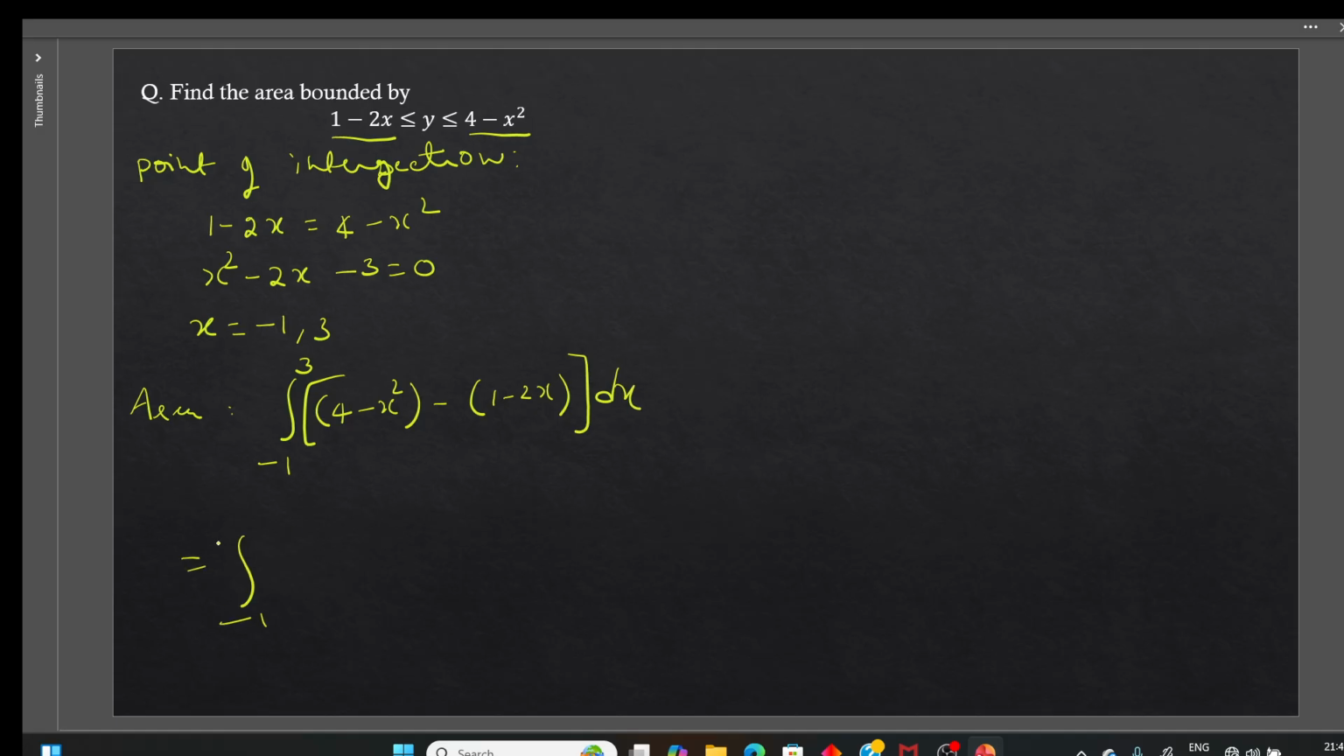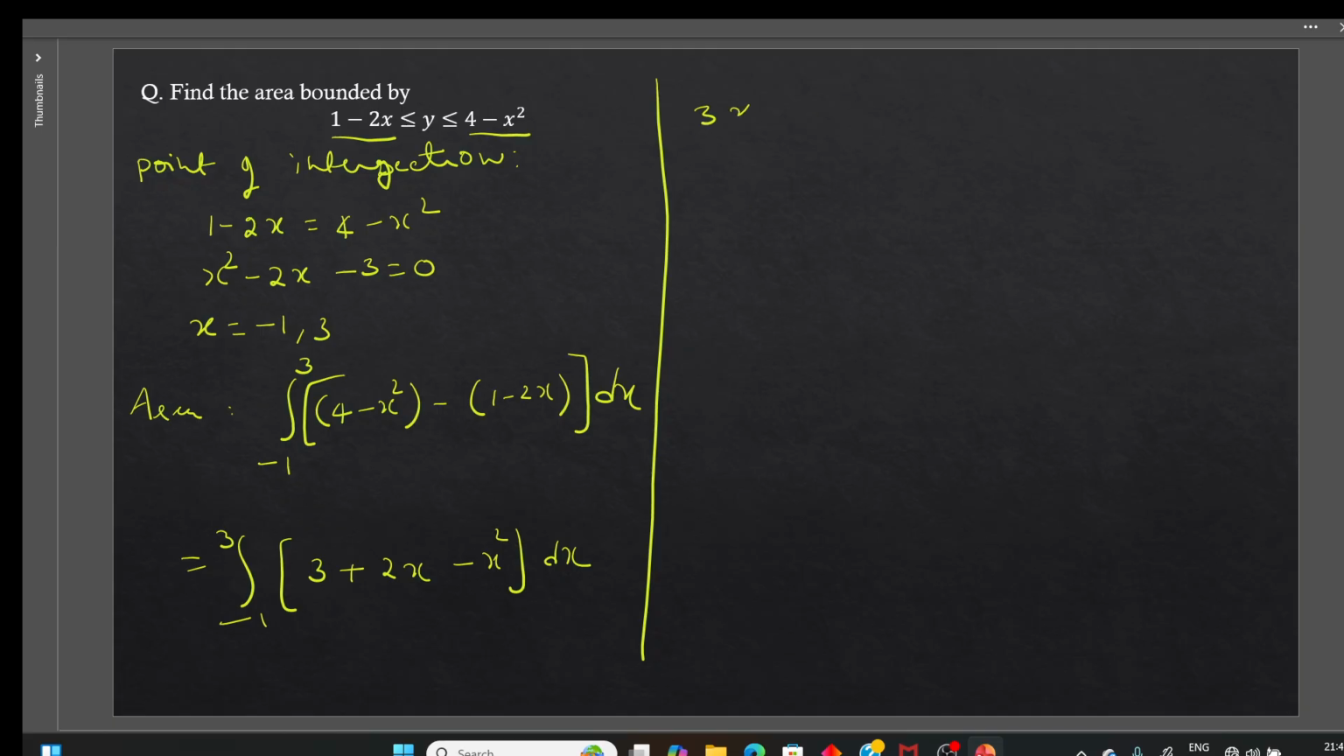Simplify this, we get the integral from minus 1 to 3, and here 4 minus 1 we get 3, and minus into minus is plus 2x, remaining is minus x square dx. Very clear problem, very simple. So the integration of the constant 3 is 3x, integration of 2x is x square, and the integration of x square is x cube by 3. So here the lower limit is minus 1 and the upper limit is 3.